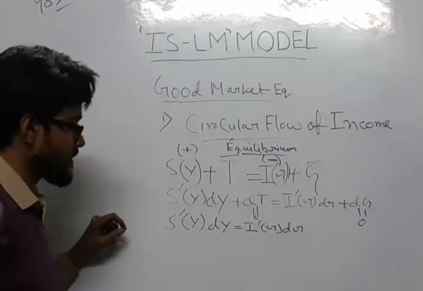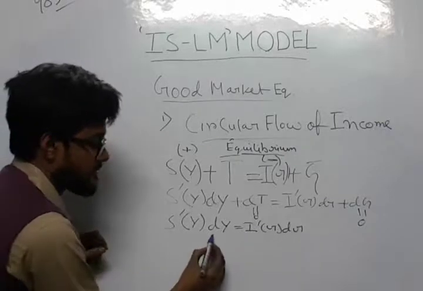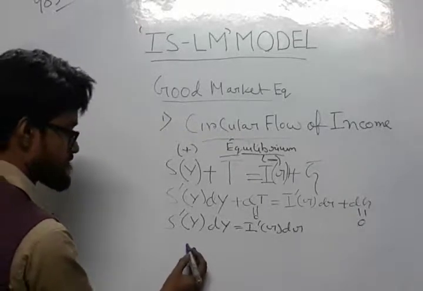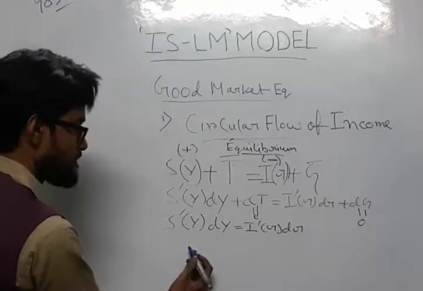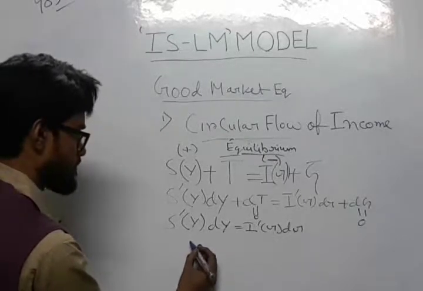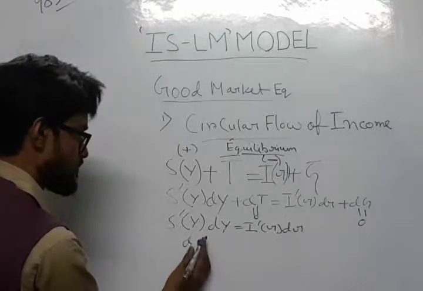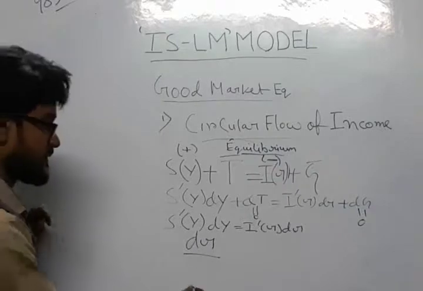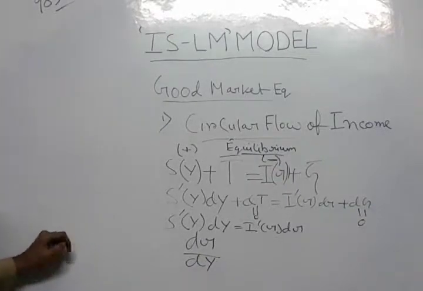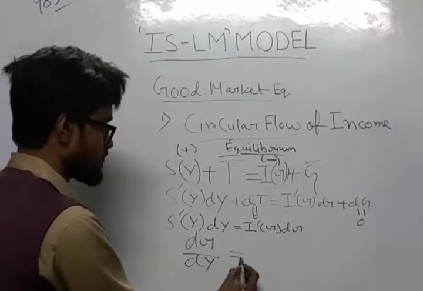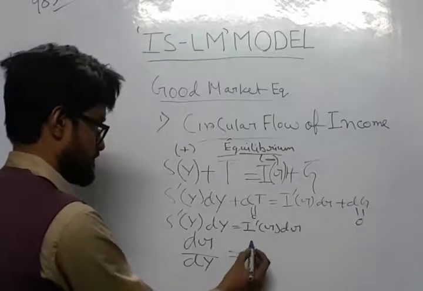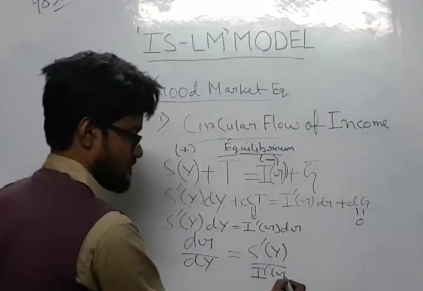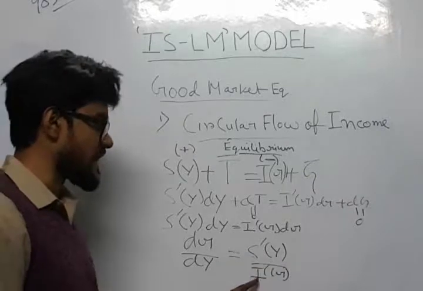Now, here, if you take this term to this side and this term to this side, we'll be left with dr by dy equals to s dash y by I dash r.